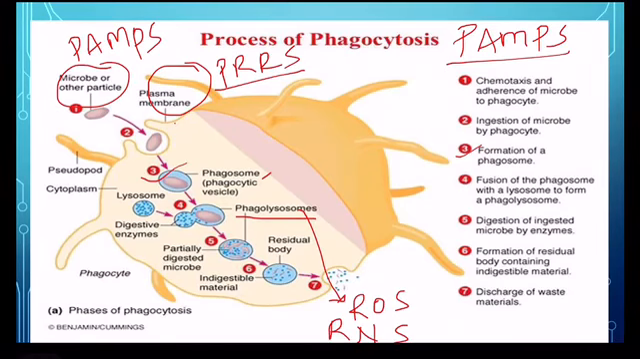The oxygen independent mechanism involves the enzymes that are present in the lysosomes, and the oxygen dependent mechanism is also called oxidative burst, where it leads to the generation of reactive oxygen species and reactive nitrogen species, and they are unique to the phagocytes. This is done by an enzyme called NADPH oxidase.